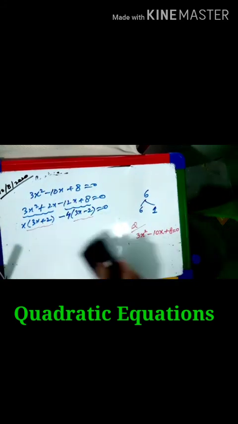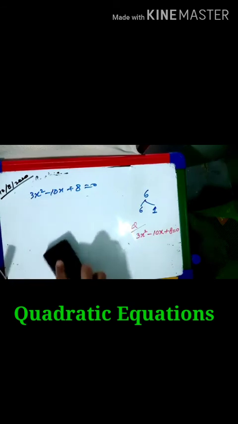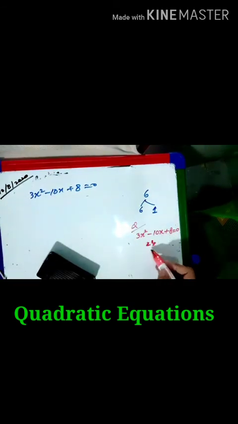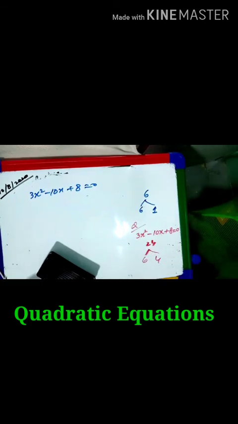For example, if I remove this one and change the factors, that is 8 threes are 24. So if I change, 6 fours are 24, I can use this factor also. 6 fours are, right?